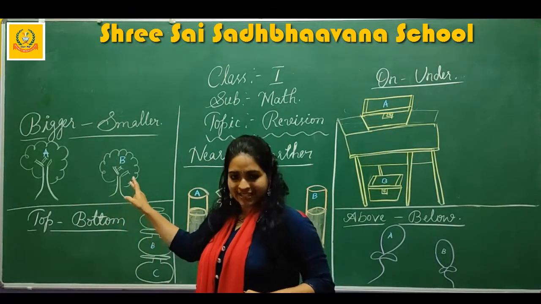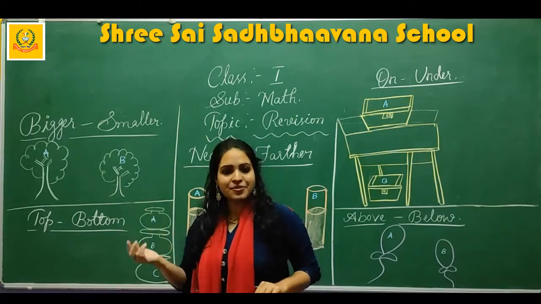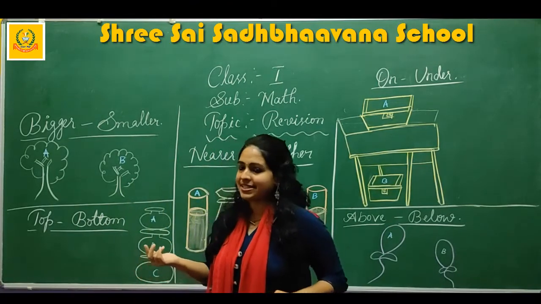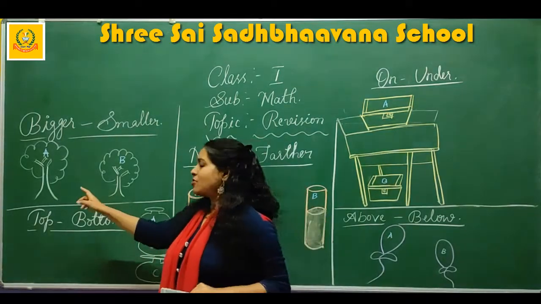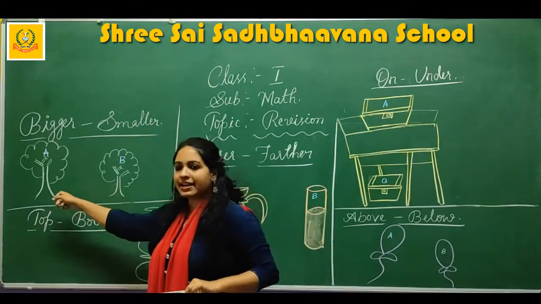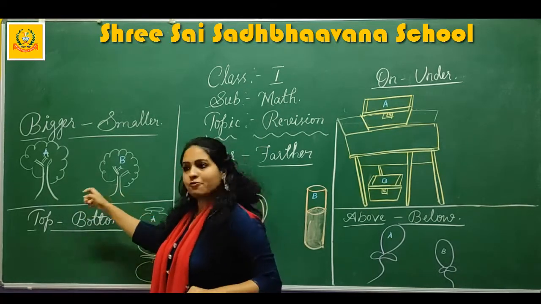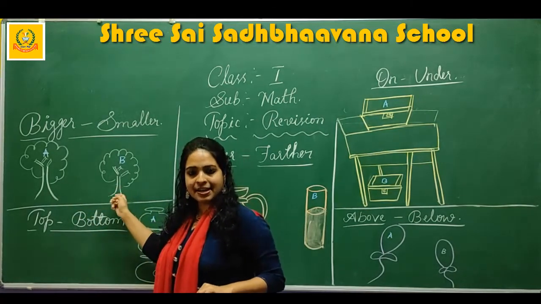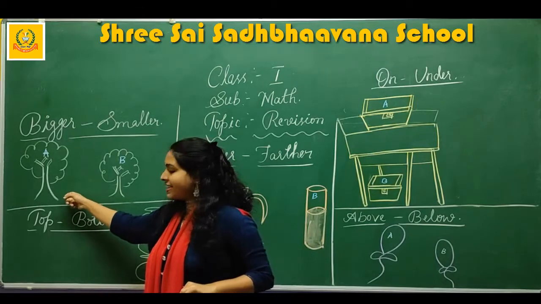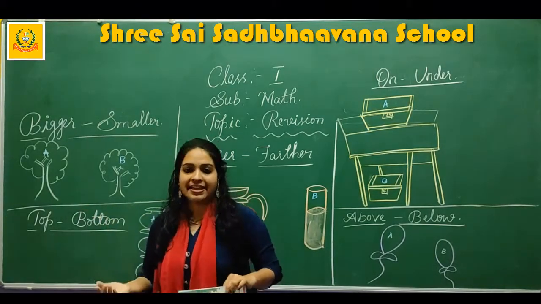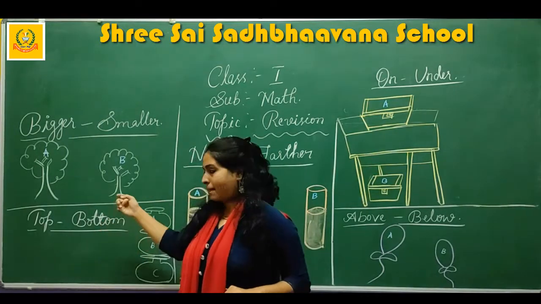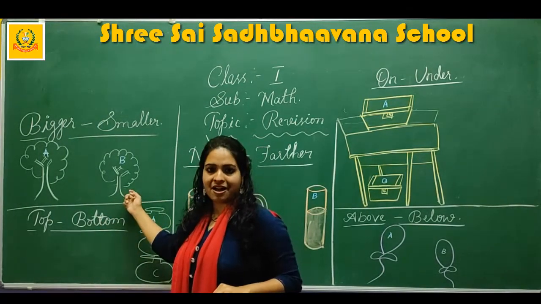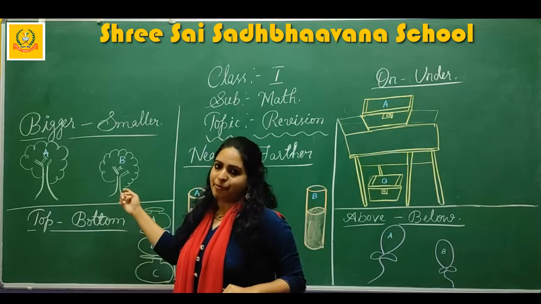In this you have to tell me which one is the bigger one. Which one is the bigger one in this, tree A or tree B? Which one is the bigger one, children? Tree A is the bigger one, or tree A is the biggest one. Then which one is the smaller? Tree B is the smaller one.